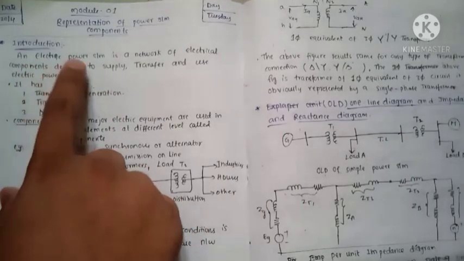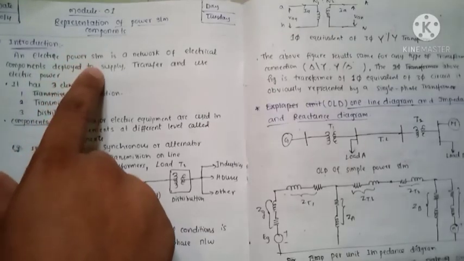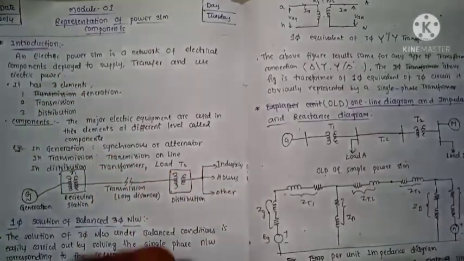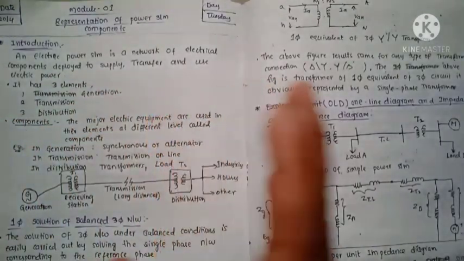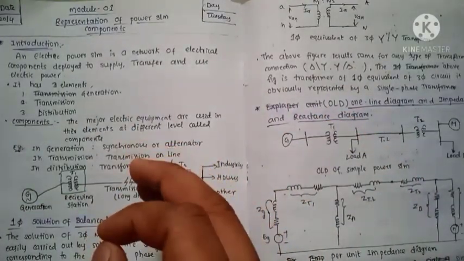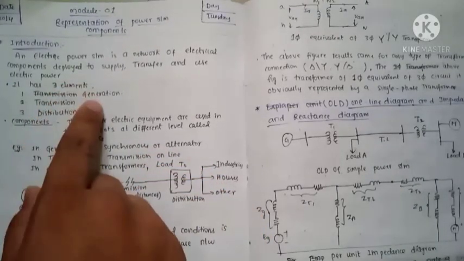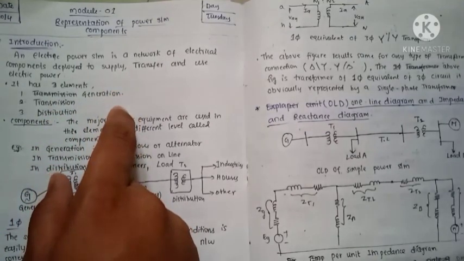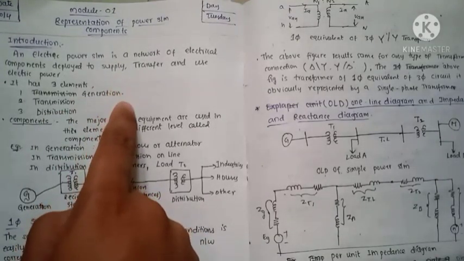An electrical power system is a network of electrical components deployed to supply, transfer, and use of electrical power. This whole thing constitutes a power system network. Second point, it has three elements: generation, transmission, distribution. These are the only three elements in the power system network.